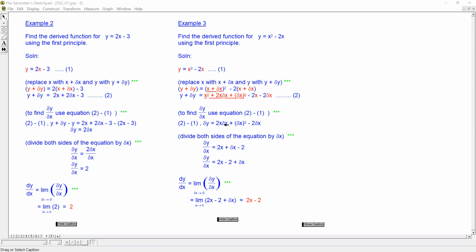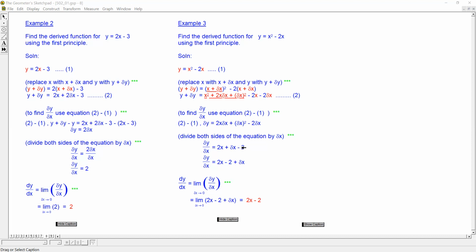Or this one divide by delta x. Now here got delta x. When you divide by delta x, you are left with 2x. Delta x square, you divide with delta x, you are left with 1 delta x. There are 2 delta x here, delta x times delta x. So you divide by delta x, 1 delta x left. Then here, 2 delta x divided by delta x, you are left with 2.